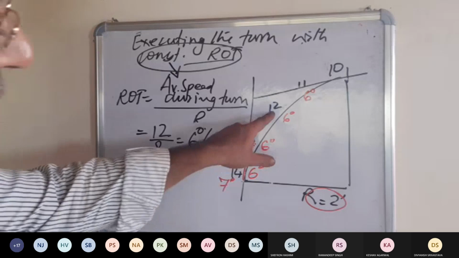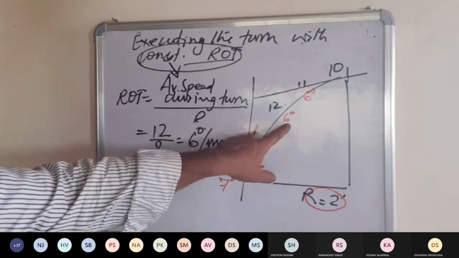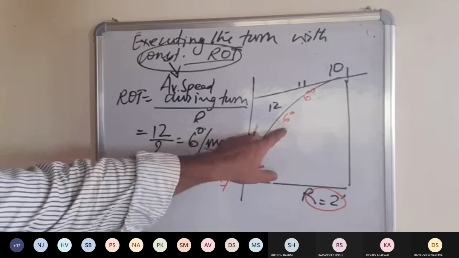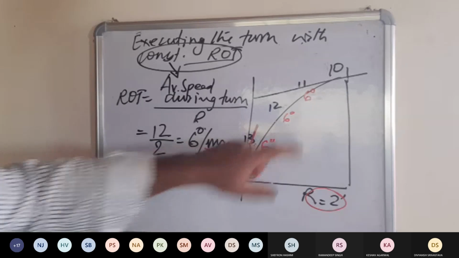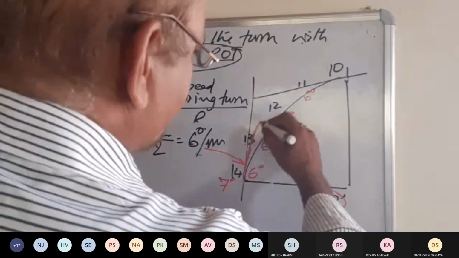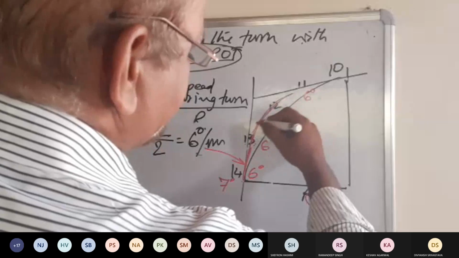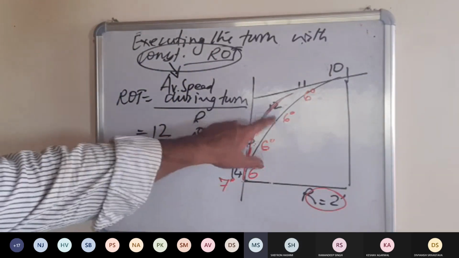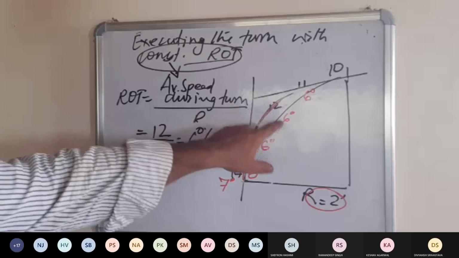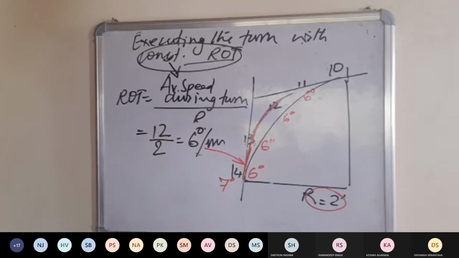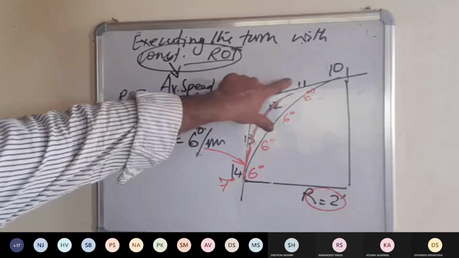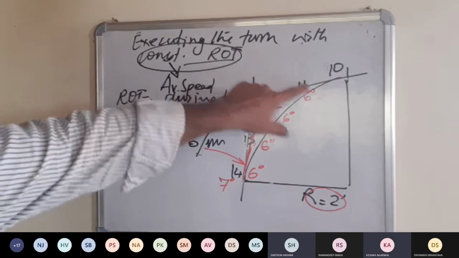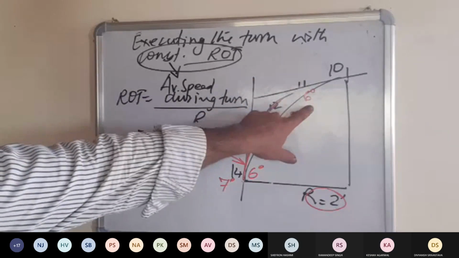But then as you are coming to this place, are the required ROT and the given ROT matching? Yes, sir. That means at this place, she will try to hold the radius. You are giving as much as required, so she will try to hold the radius. Then how much is required here?